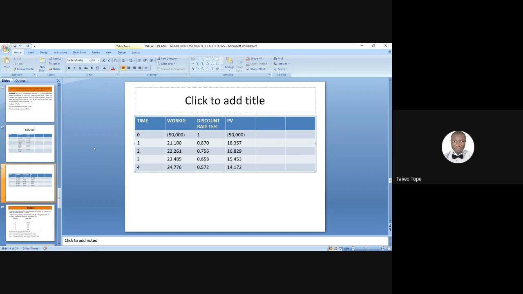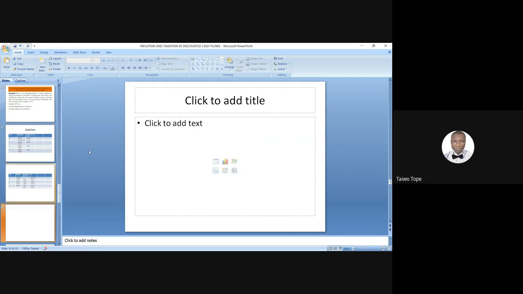The NPV, when you add the positives and less the negative from it, your NPV should be 14,811. The NPV should be 14,811. So this is working based on the money cash flow. Let's now see using the real cash flow.